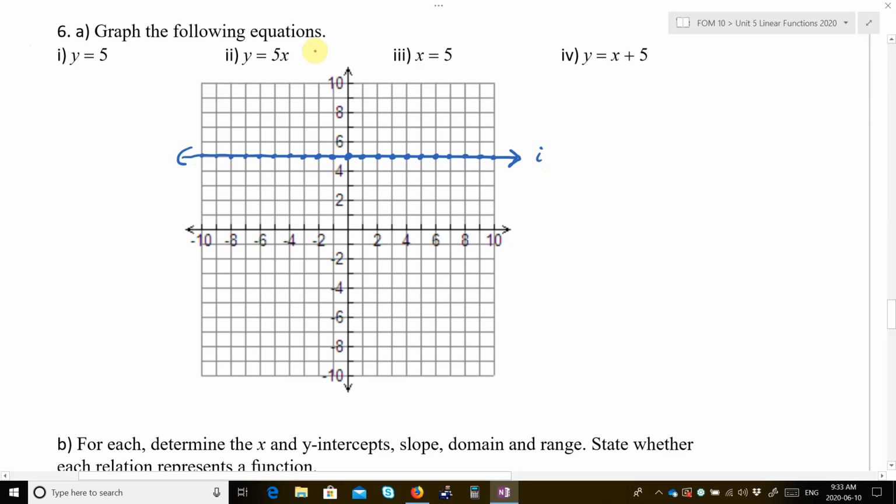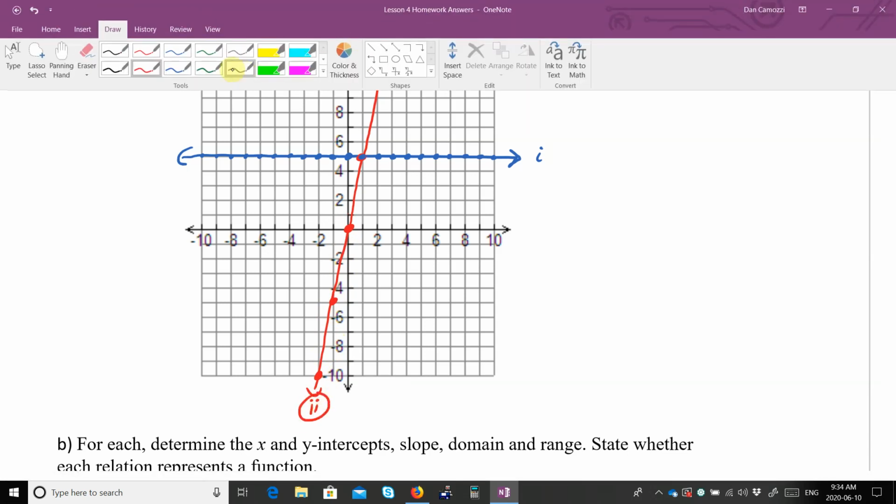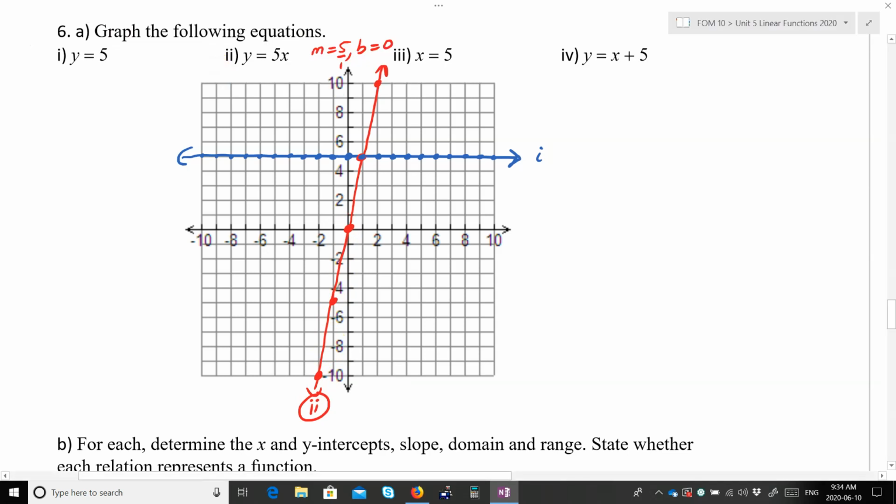So there's number 1. Number 2 I'll do in red. Y equals mx plus b. The slope is 5. The b y-intercept is 0. So it starts here. And a slope of 5 is 5/1. So 1, 2, 3, 4, 5, 1 to the right. And back the other way, it's 5 down, 1 left. So 1, 2, 3, 4, 5, 1 left. There's number 2.